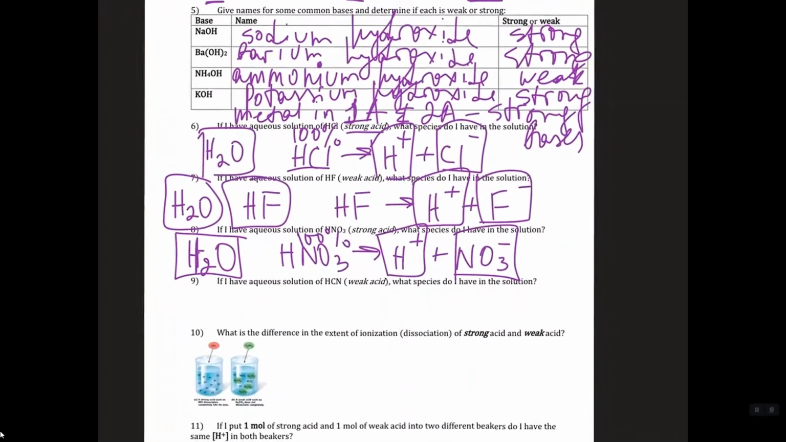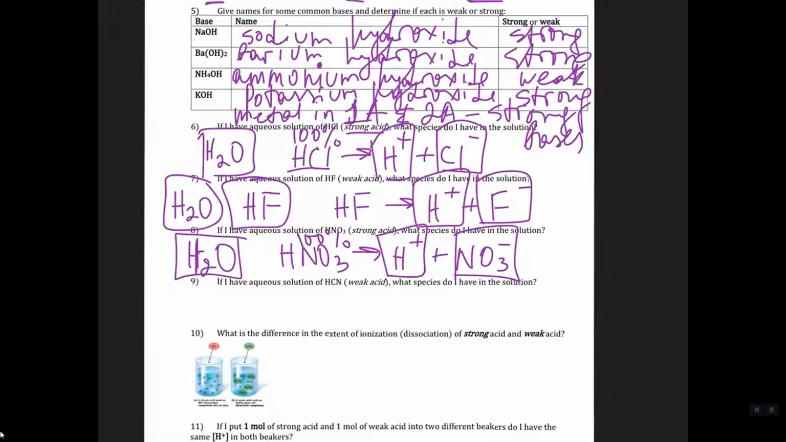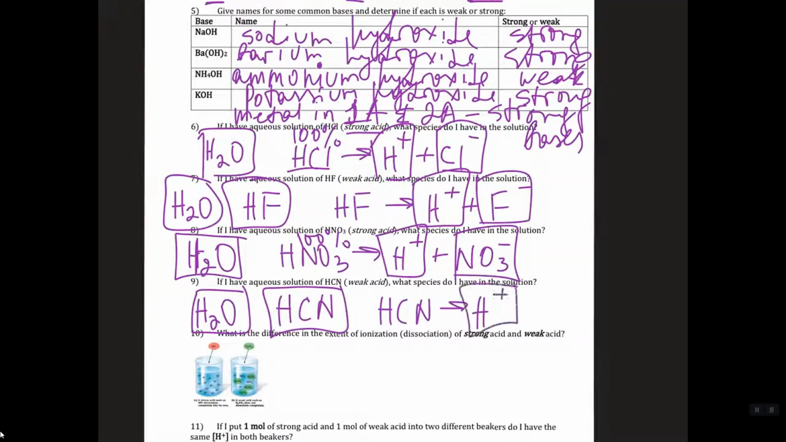Now, number 9, now it's a weak acid, which is hydrocyanic acid. So if you put it in water, we have water. We have hydrocyanic acid that mostly will stay as is. And then we have some that's going to break into hydrogen ion and cyanide ion.